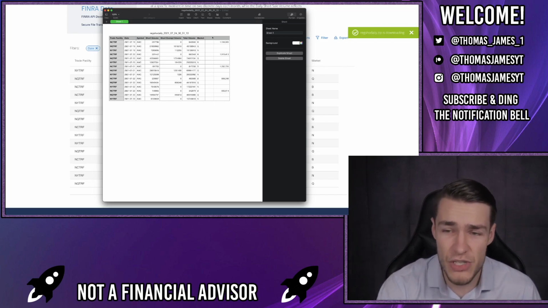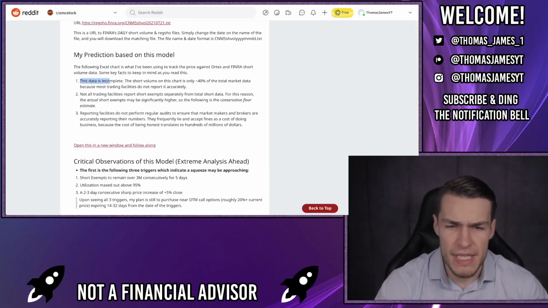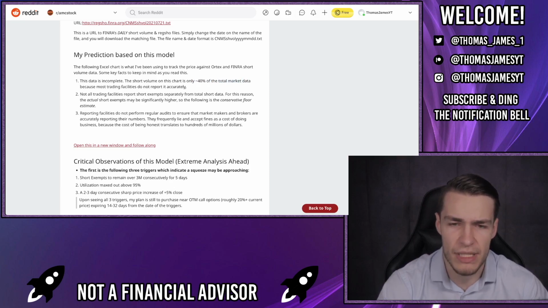we can see that the short exempt volume has been nearly 2 million shares for a few days, but then did fall under a million shares per day. But it's also really important to remember that this data is incomplete, as the short volume on this chart is only 40% of the total market data because most trading facilities don't report it accurately. And not all trading facilities report short exempts separately from the total short data. For this reason, the actual short exempts may be significantly higher, so the following is the conservative floor estimate.